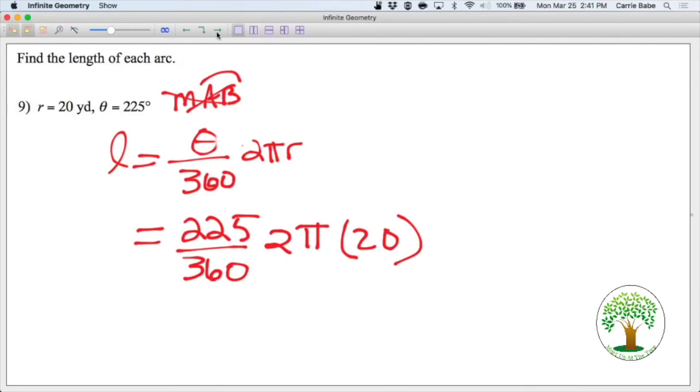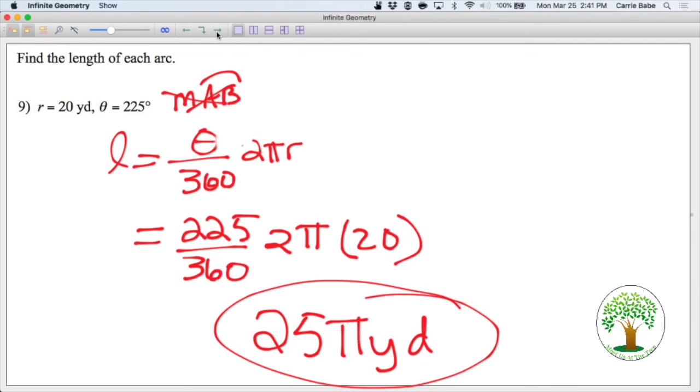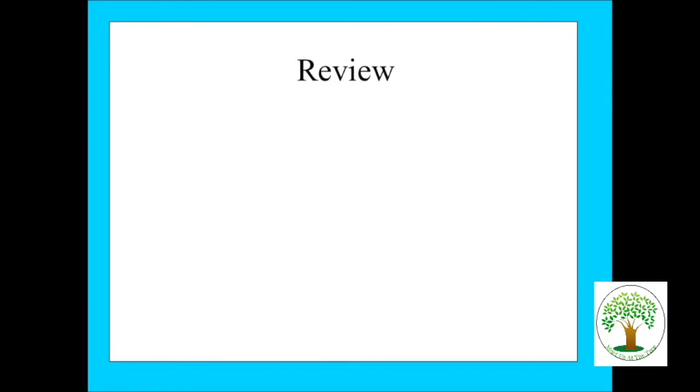Oh, it's not a fraction. It's not a fraction anyway, so don't worry about it. 25 pi yards. All right. Fantastic. We're finished with this unit, or just this section of the unit.